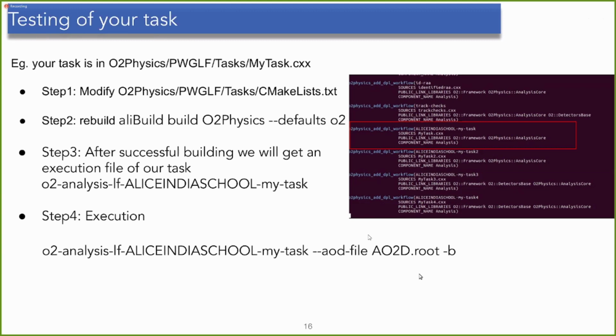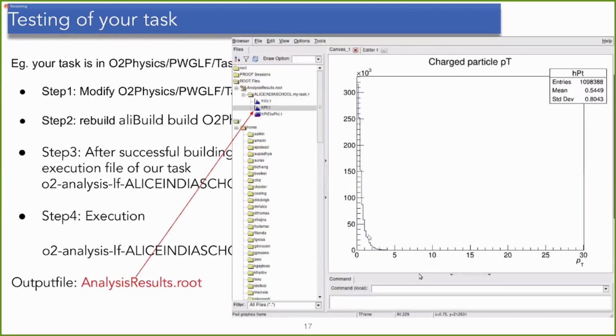If you run this command, you will get some output with the name AnalysisResults.root. If you go into the output, you can first see a folder, and the folder has the same name as your task, and inside the folder you will have the histograms that you filled. For example, here we filled the vertex Z, pT, and the three-dimensional pT-eta histograms, and you can see here the distribution of the pT.